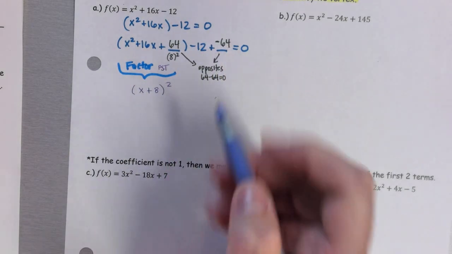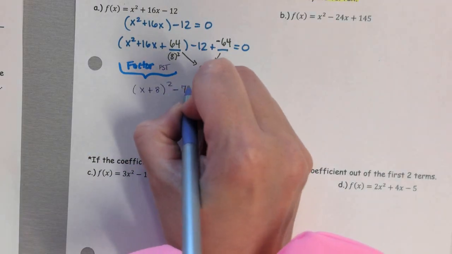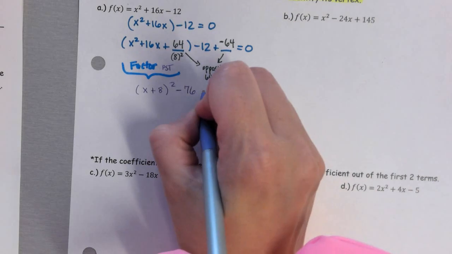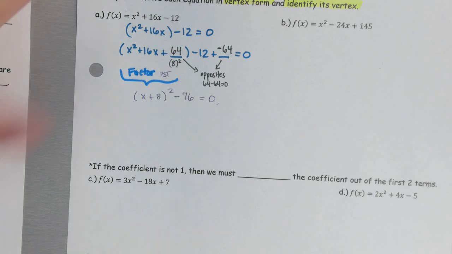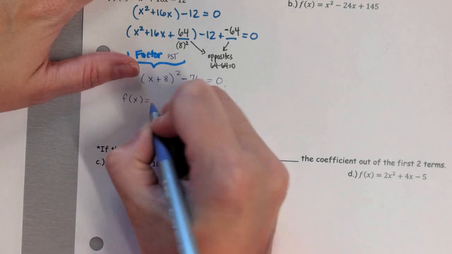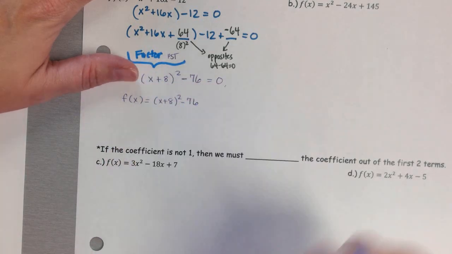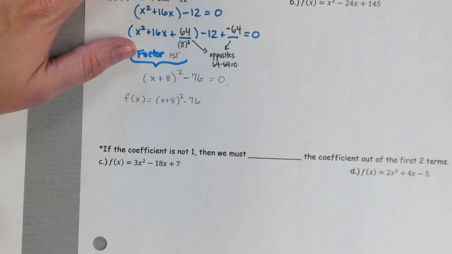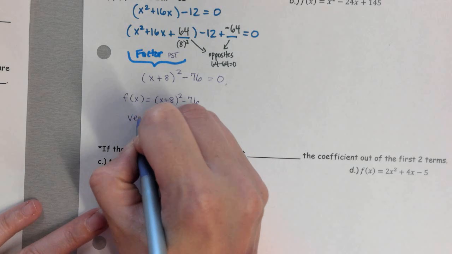Now we're just going to finish the rest. So what's negative 12 minus 64? Yeah. Okay, and then it equals 0. Your last step is going to be to write it in vertex form. So vertex form is just f of x equals x plus 8 squared minus 76. And then we're going to pick out the vertex.